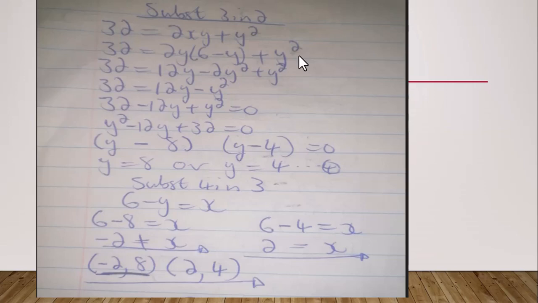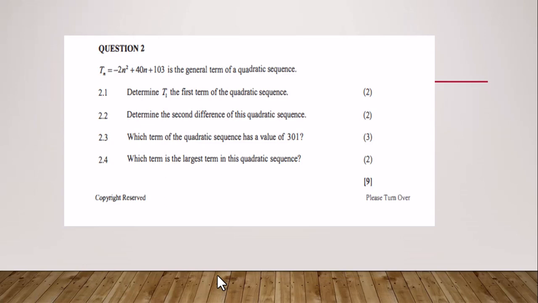And they said x should be a positive number. Therefore, I cancel where x is minus 2. And then I go and substitute 6 minus 4, x is equals to 2. So the first ones are not acceptable because x was negative. Only these ones satisfy the dimensions of the rectangle. And that was just a brief summary of question 1.